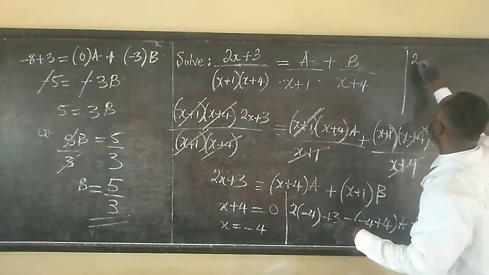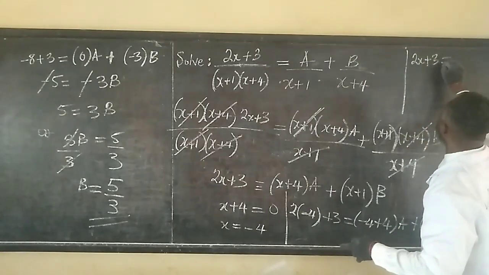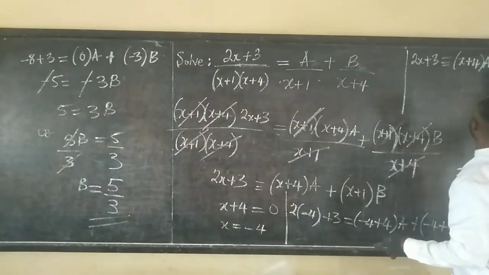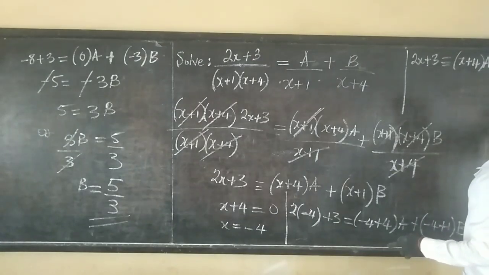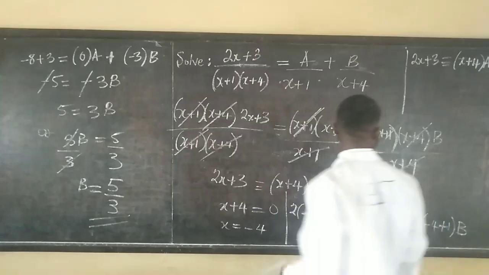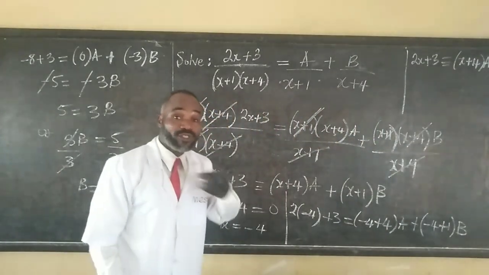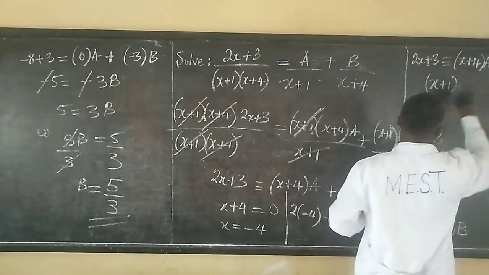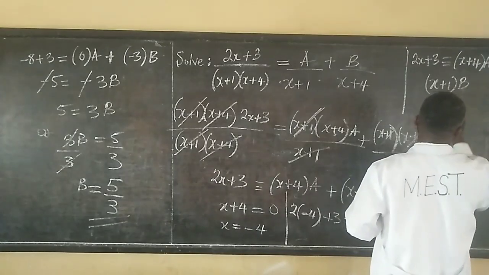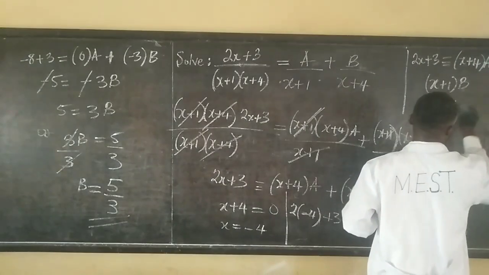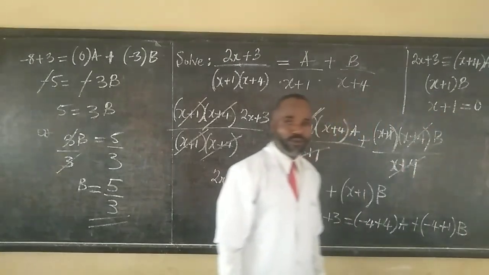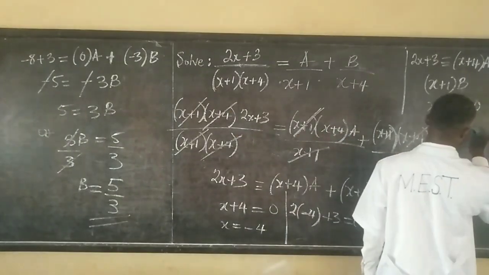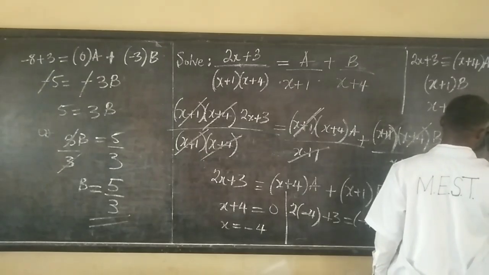That equation is 2x plus 3 equivalent to (x plus 4), this is for A, plus (x plus 1), this is for B. Good. Since we want to eliminate B, we bring out the value of B, which is x plus 1. So we can say x plus 1 is equal to 0. Why? Because we want to eliminate B. So we must find the value of x to be x equals minus 1.